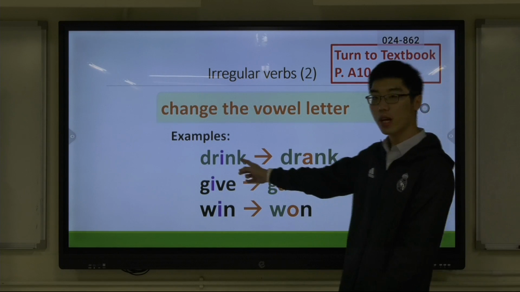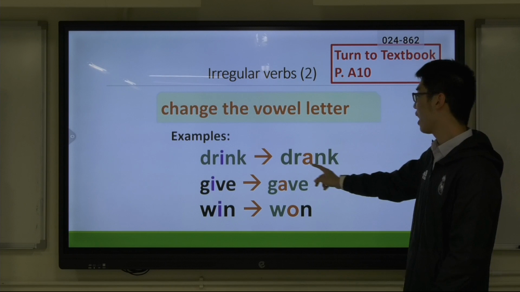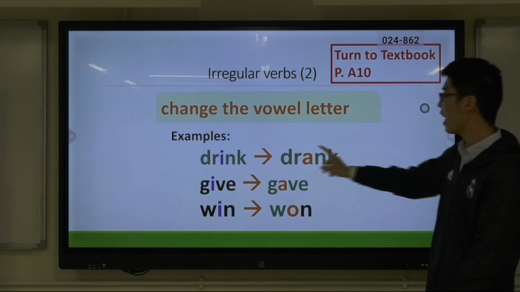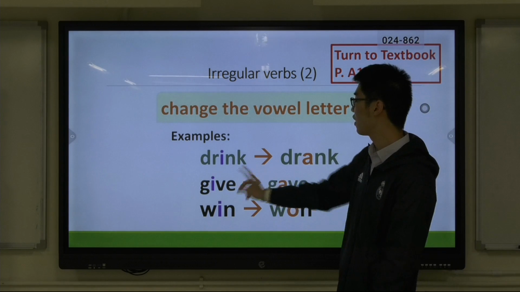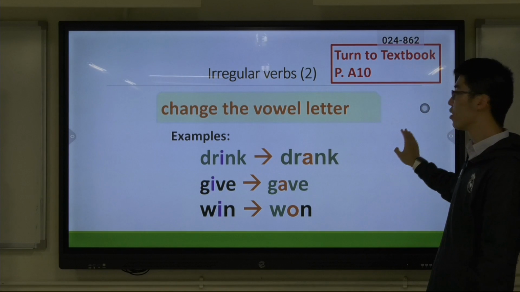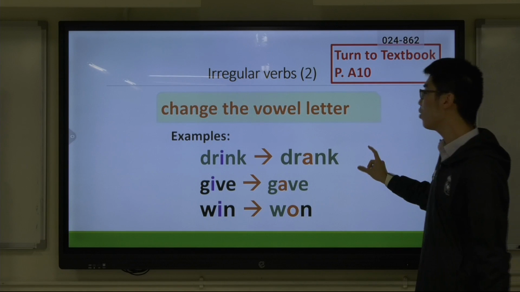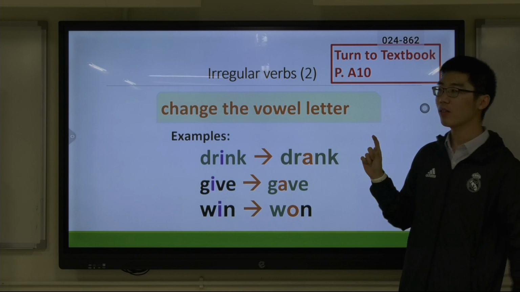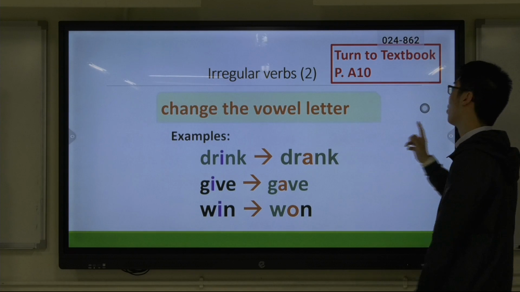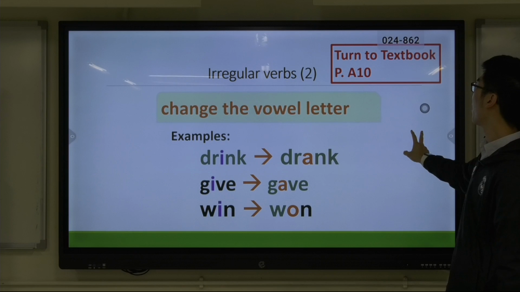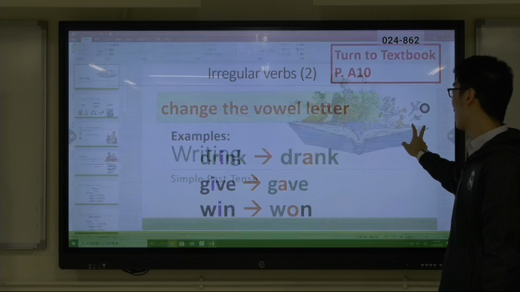For example, drink we change to drank, i changes to a. Okay, gave is the past tense of give. Okay, win and won, something like that. So if you did not remember how this will change, please turn to or go through your textbook page 810. Okay.